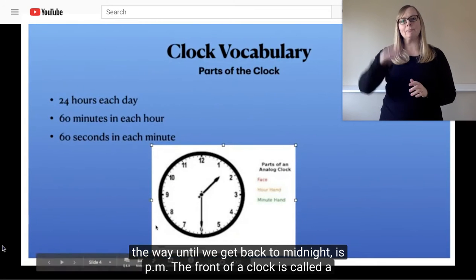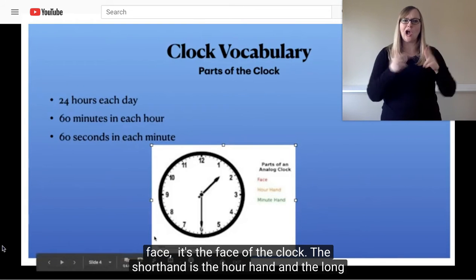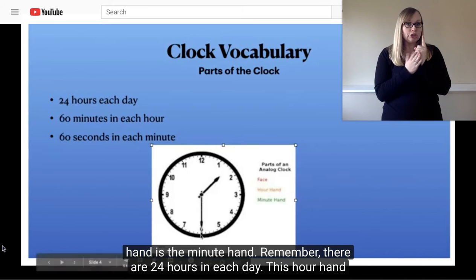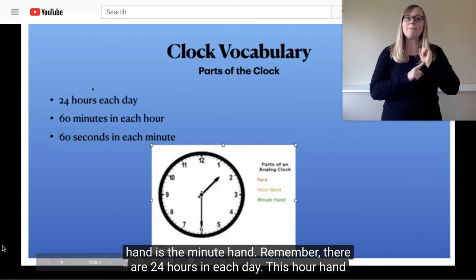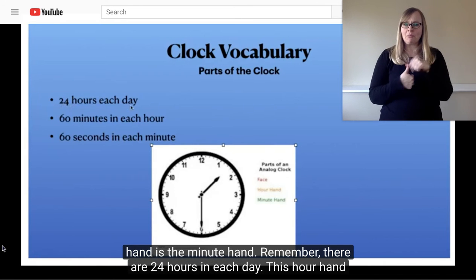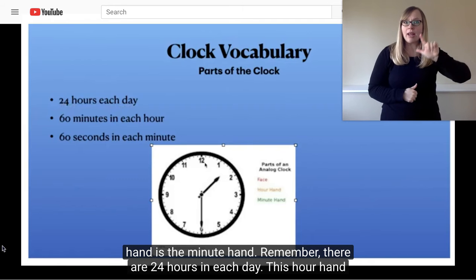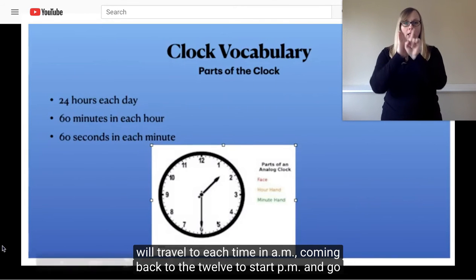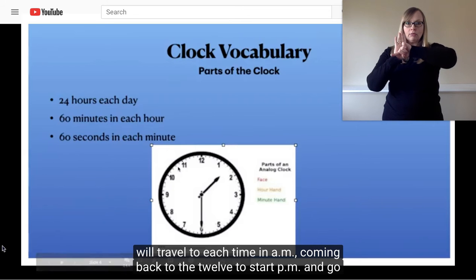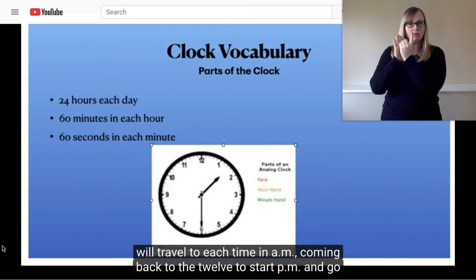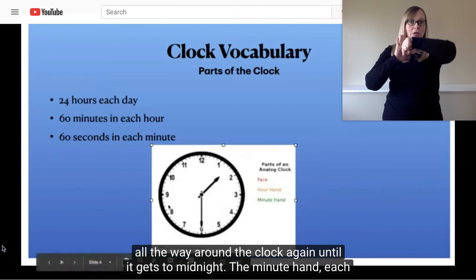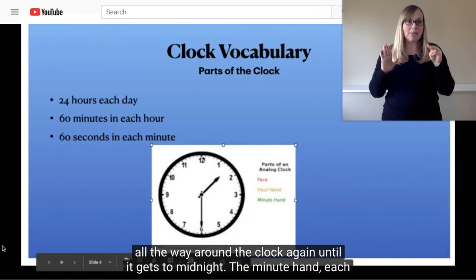The front of a clock is called a face. It's the face of the clock. The short hand is the hour hand, and the long hand is the minute hand. Remember, there are 24 hours in each day. This hour hand will travel to each time in AM, coming back to the 12 to start PM, and go all the way around the clock again until it gets to midnight.